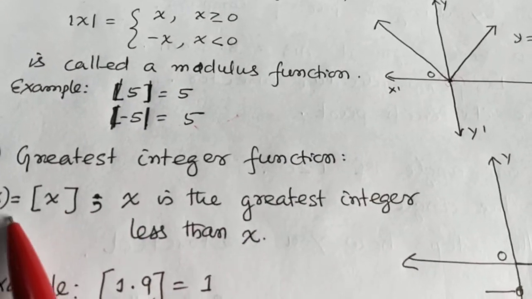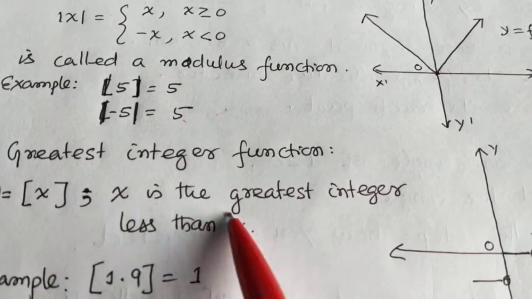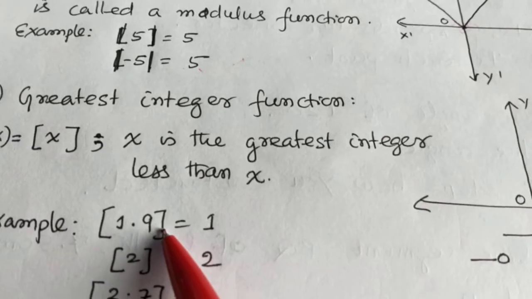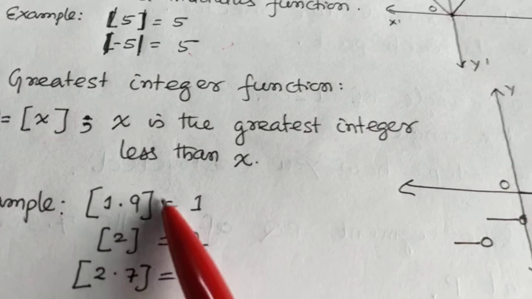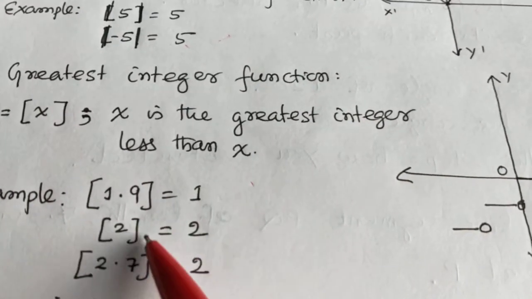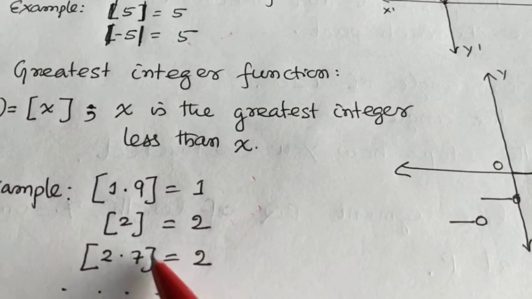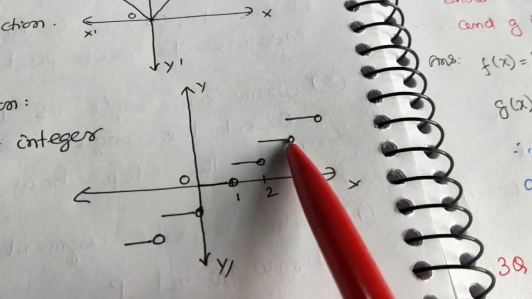Now coming to greatest integer function. Greatest integer function f of x is in this manner being written, where x is the greatest integer less than x. So for example 1.9, can you tell me the greatest integer which is less than or equal to 1.9? That will be 1. Greatest integer which is less than or equal to 2, that is 2. 2.7 say, greatest integer which is less than or equal to 2.7 is 2. And the graph will be of this kind.